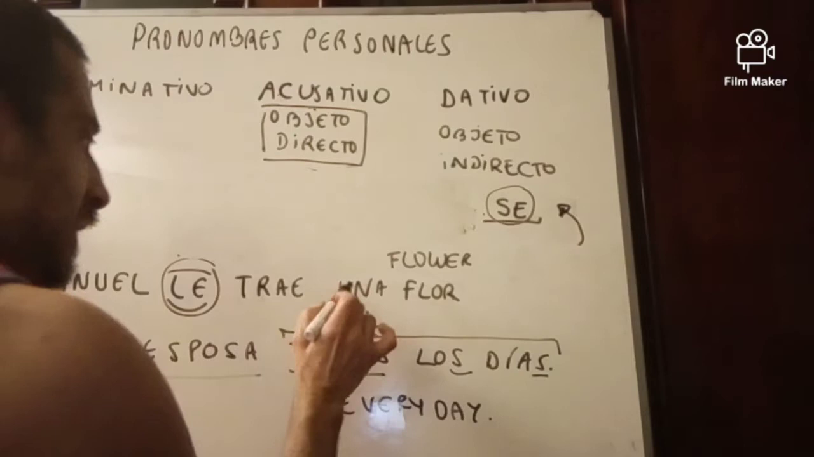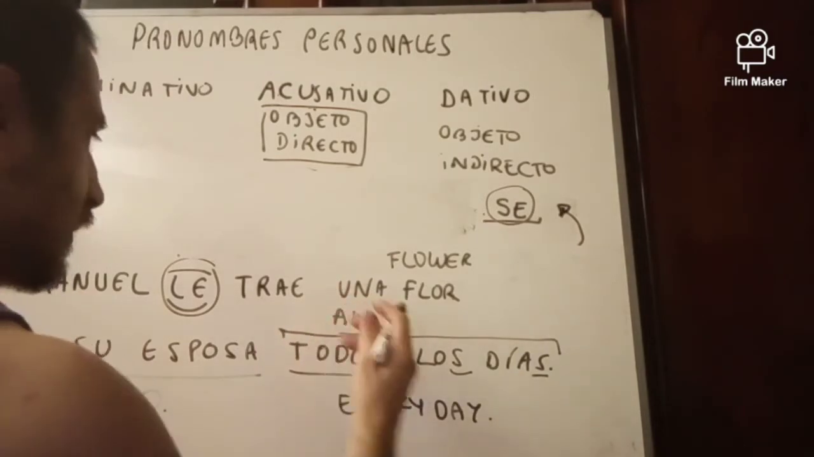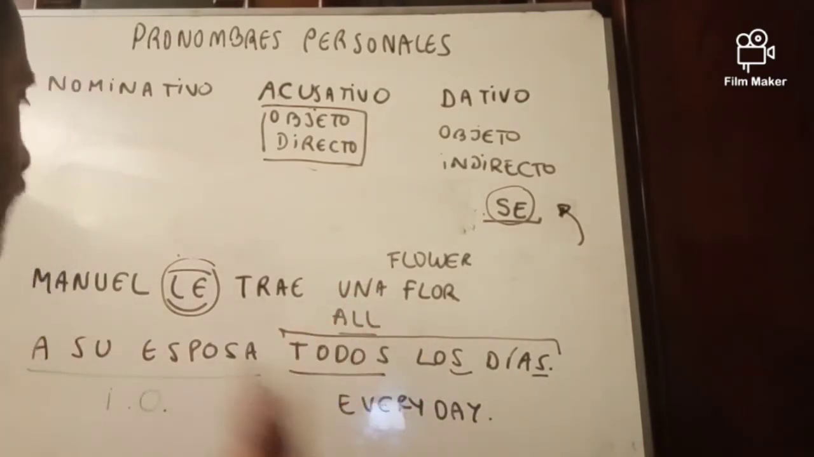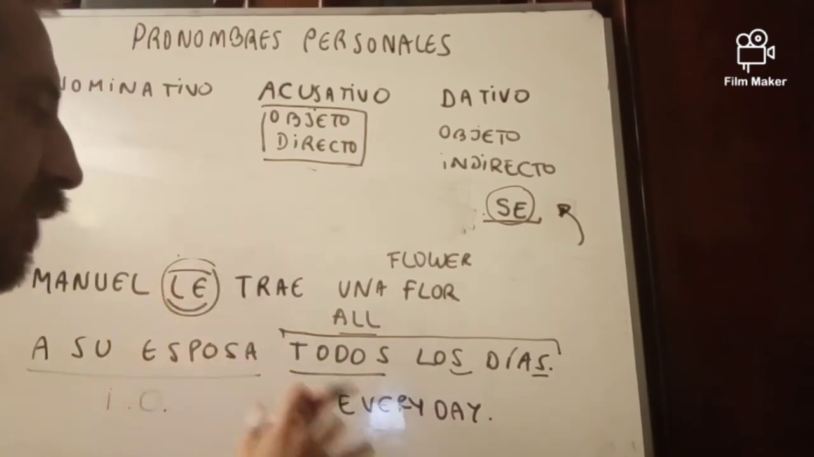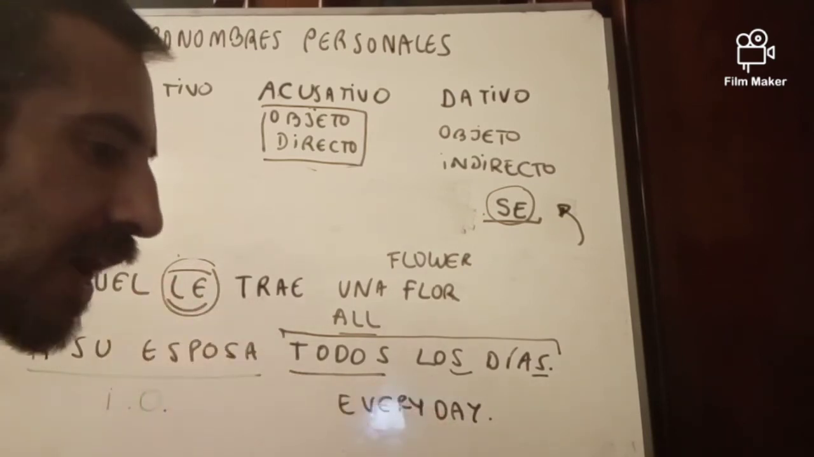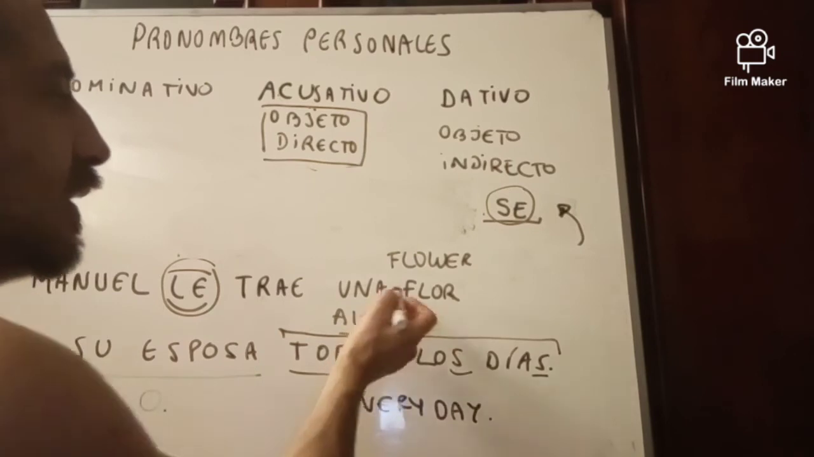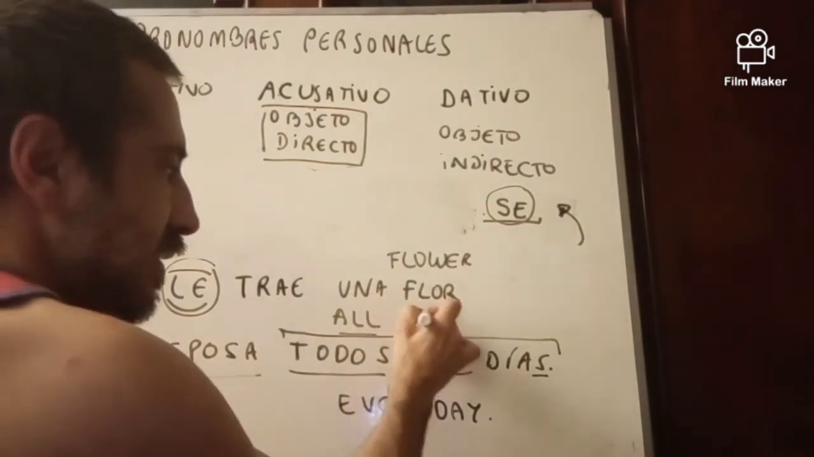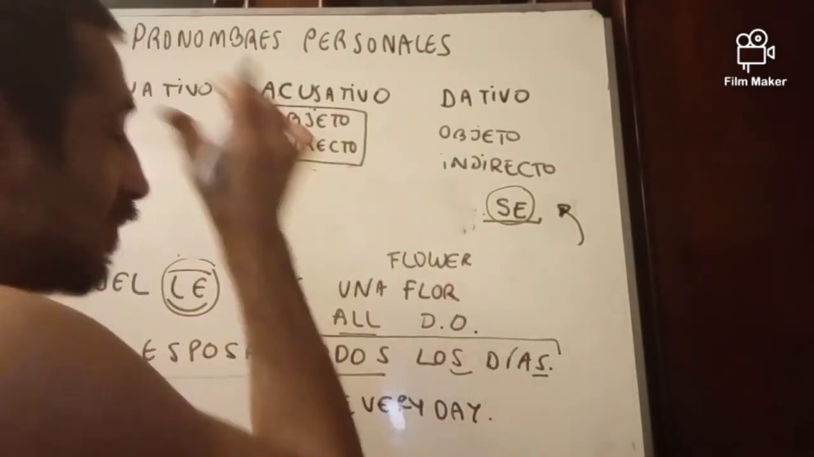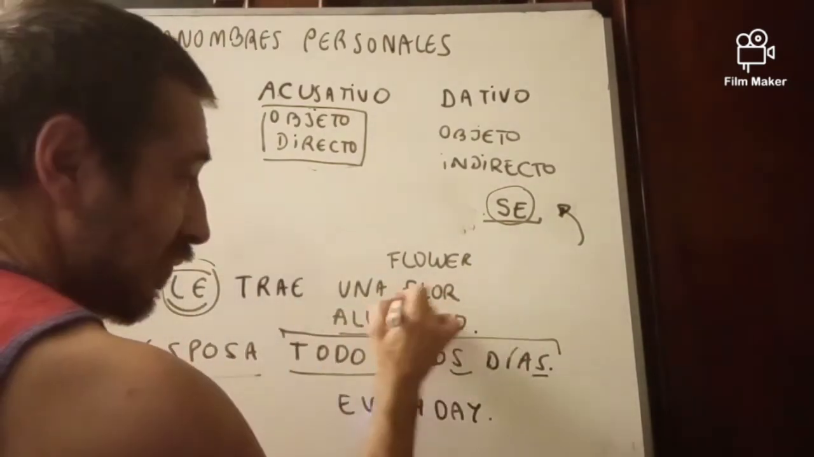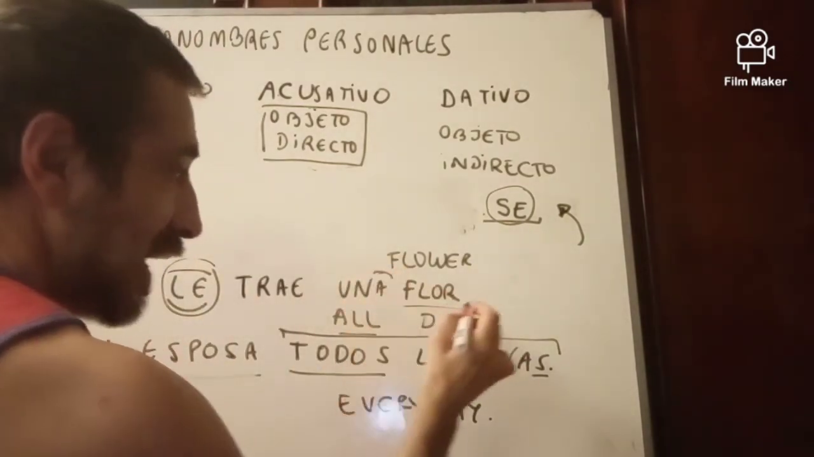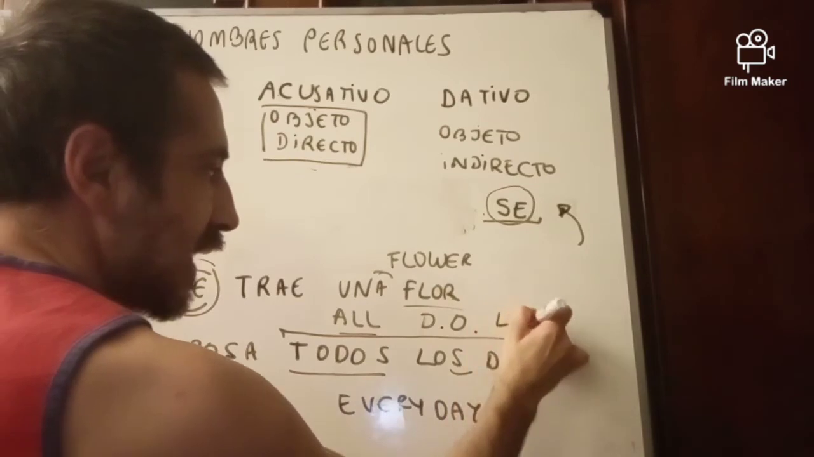As this is the direct object, what does Manuel bring to his wife every day? He brings this, so this is the direct object, a flower. As it's a feminine word, la flor, it's replaced by la.